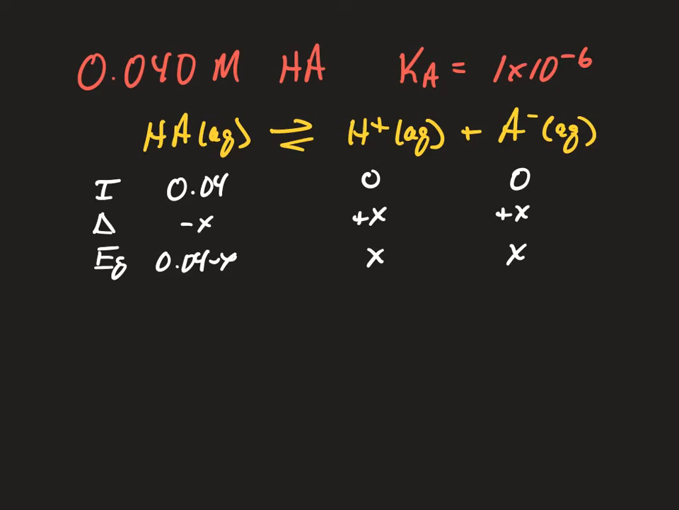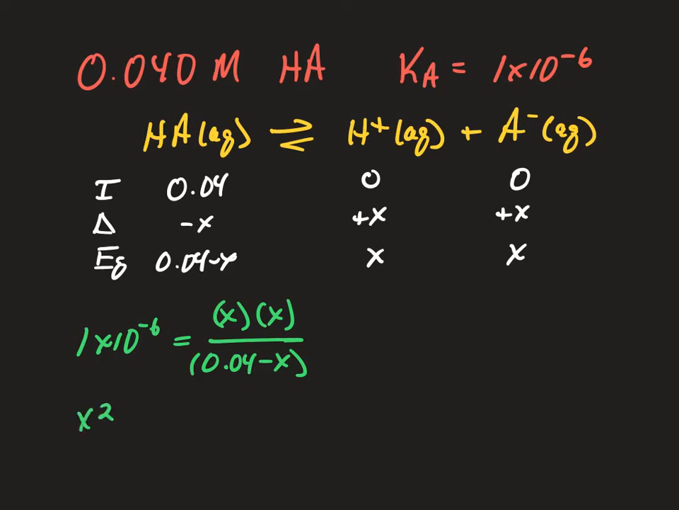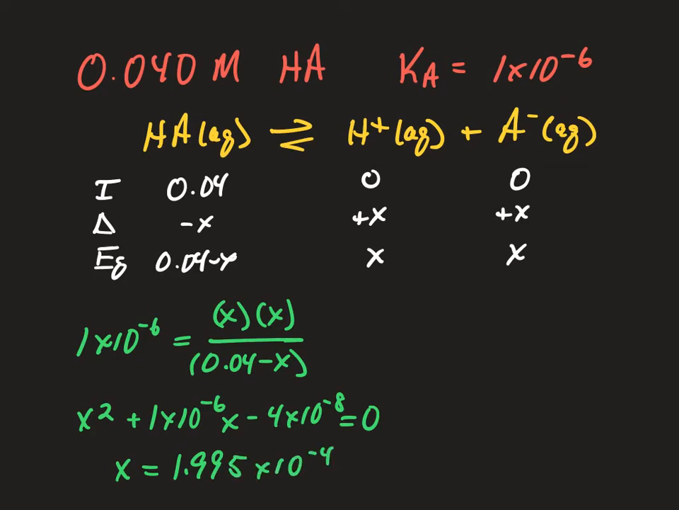And so we can set up that 1 times 10 to the minus 6 is equal to X times X over 0.040 minus X, and we can solve that for X. If we expand that, we get X squared plus 1 times 10 to the minus 6 X minus 4 times 10 to the minus 8 equals 0. And if we solve that, we get that the most reasonable value of X is 1.995 times 10 to the minus 4, and that is equal to the equilibrium concentration of hydrogen ions.